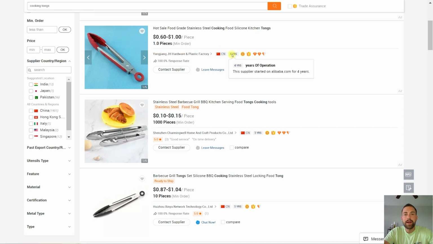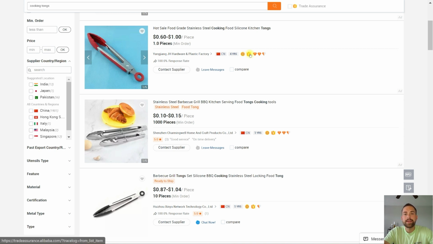The next is the amount of years of operation. So this company's been around for 4 years, 1 year, 1 year. I typically look for manufacturers that have been around for at least 3 years. If they're over 5, even 10 years, that's definitely a good manufacturer. That shows that they have a stable business structure and they more than likely have some quality products.